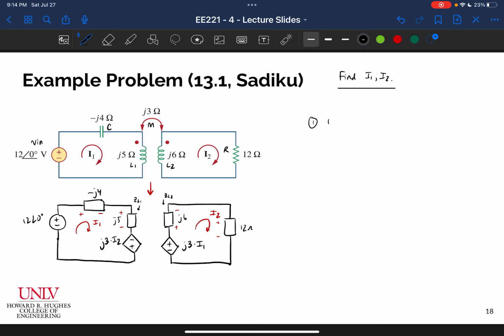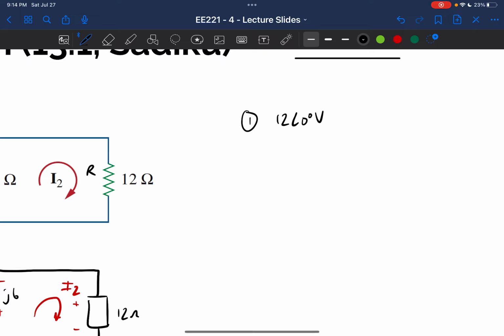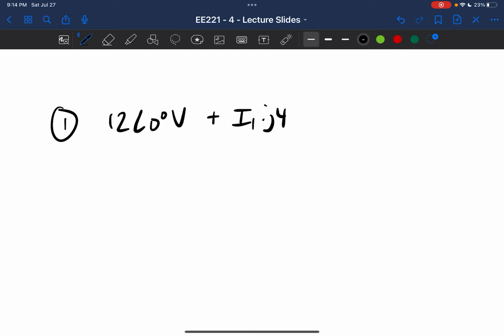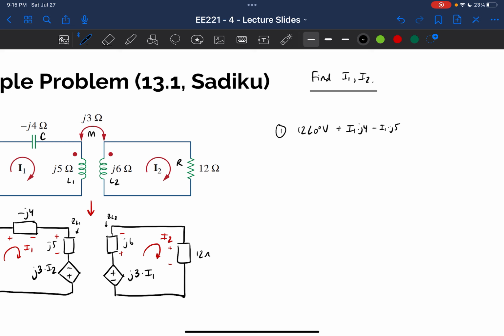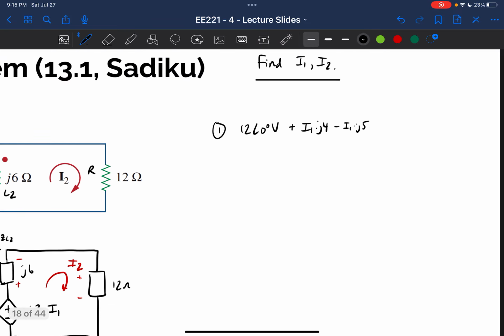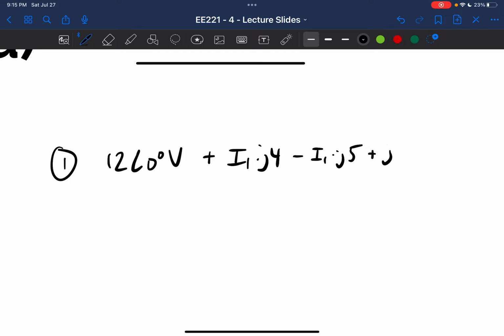So I'll say 12 angle 0 volts minus I1 times negative J4, which gives me a plus I1 times J4. Then I've got a minus I1 times J5. And then I've got a plus J3 times I2, right? I'm going across a voltage source here, and that equivalent voltage is J3 times I2. So I've got plus J3 times I2.